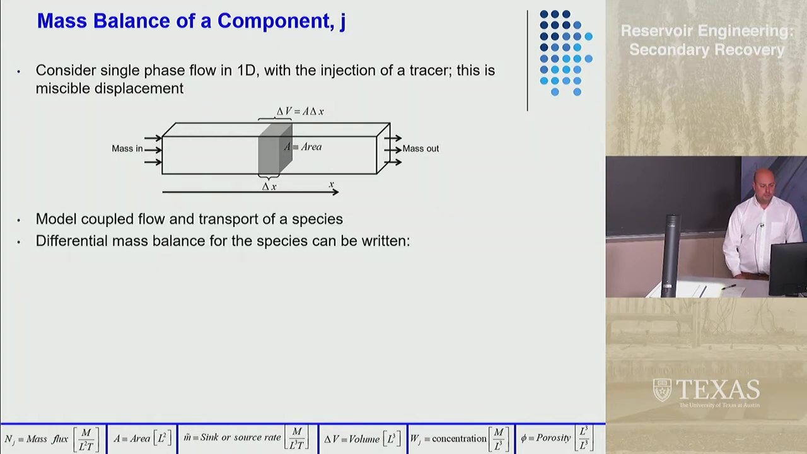And what we're trying to do is model the couple flow. So that's like velocity and flow of the brine solution, or if you have multiple phases. And then we want to do transport of that component. And we know that the transport can occur both by advection, where the fluid carries it, and by diffusion or dispersion, which is due to mixing.